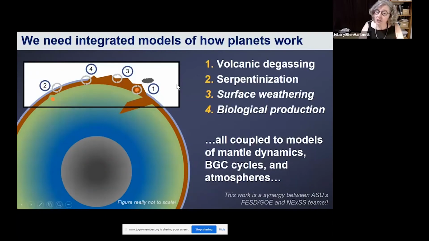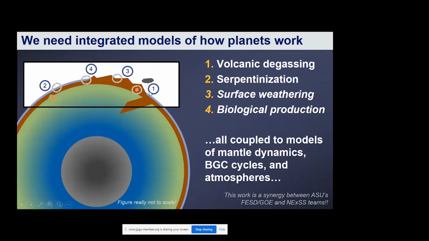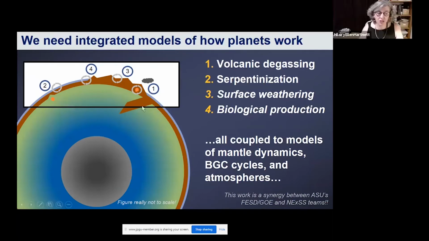We will need models that integrate all of these geological processes with biological processes, and ideally, the processes that I just told you about are really at the surface. They have to be integrated with models of mantle dynamics and atmospheric chemistry in order to really have an understanding of how planets work. Because for exoplanets, we're just going to have a glimpse of their atmosphere, and we need to be able to understand how all these processes are happening.